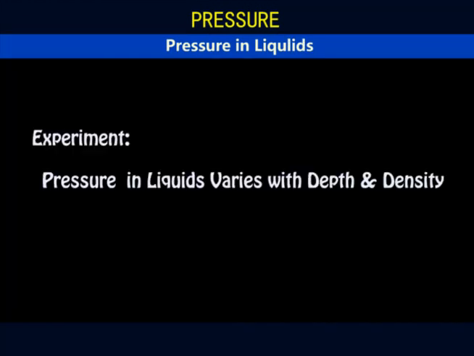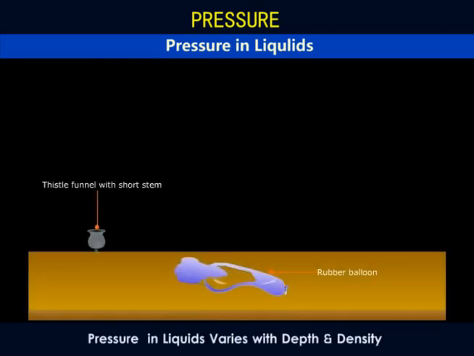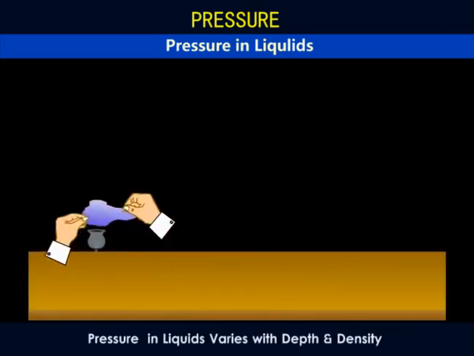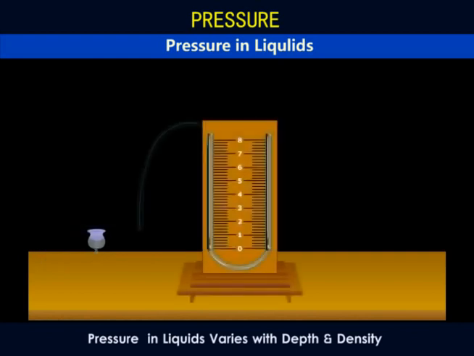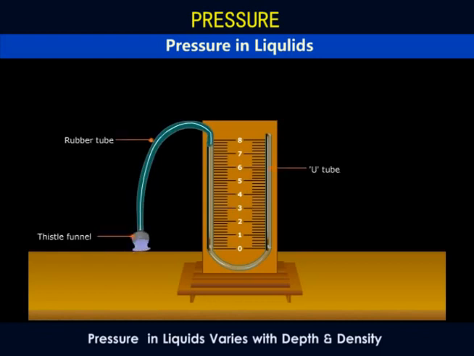So let's perform an experiment to confirm that pressure in fluids varies with depth and density. We take a thin sheet of rubber from a rubber balloon and stretch it over the mouth of a thistle funnel. Connect the thistle funnel with the rubber tube to a U-tube mounted on a vertical wooden board with a graduated scale. Fill the U-tube with the colored liquid. We see that the levels of the liquid on both arms are the same.